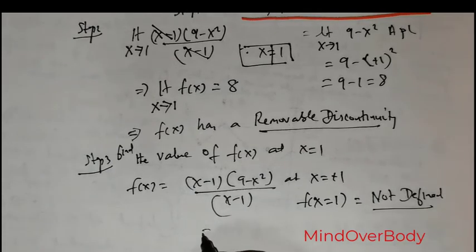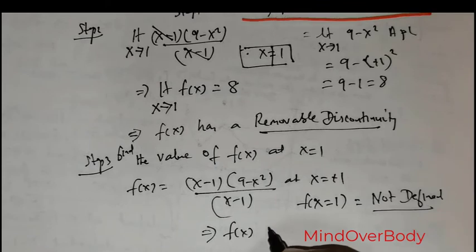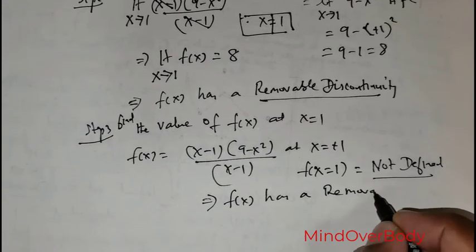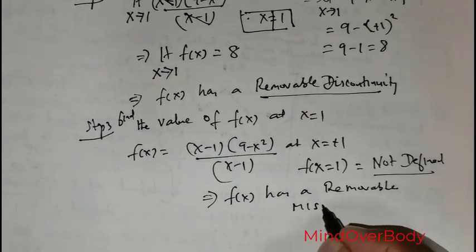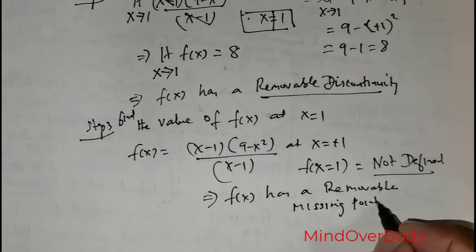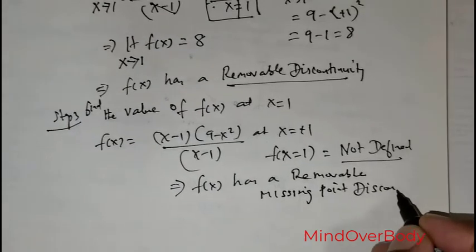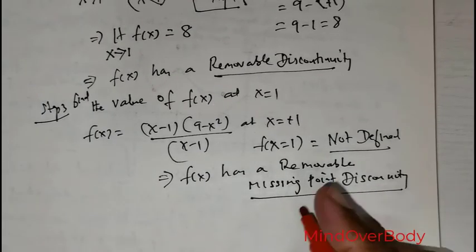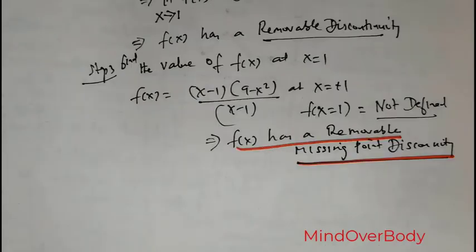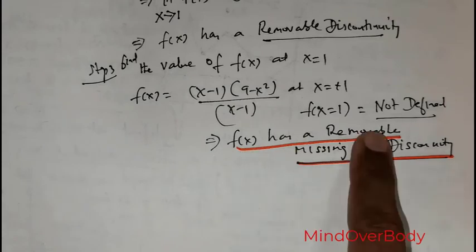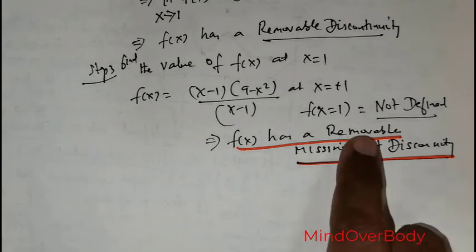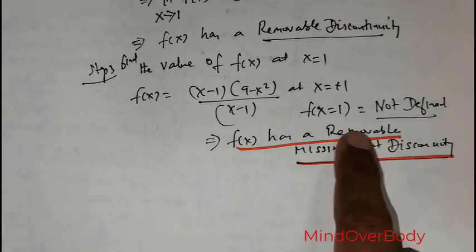So this means f of x has a removable missing point discontinuity, and that is a good place for us to draw the red line. The most important question that students might ask is, why do we call f of x to have a removable missing point discontinuity? Because that discontinuity or that particular point can be removed.